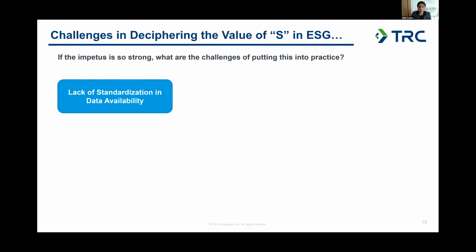The biggest challenge has been that companies and investors are collecting data and looking at data in various different forms. And this is, of course, a challenge we've seen on the environmental side as well, where data infrastructure and collection can vary, whether we're looking at qualitative or quantitative data, specifically as it pertains to social factors.